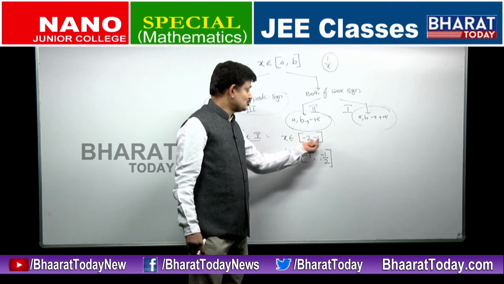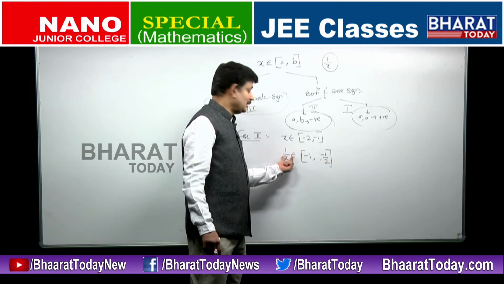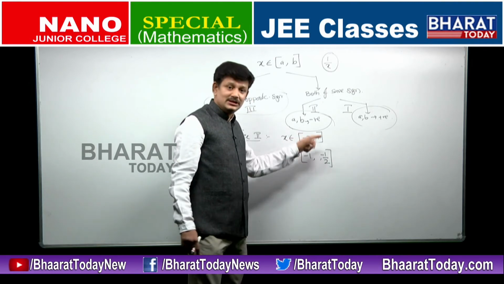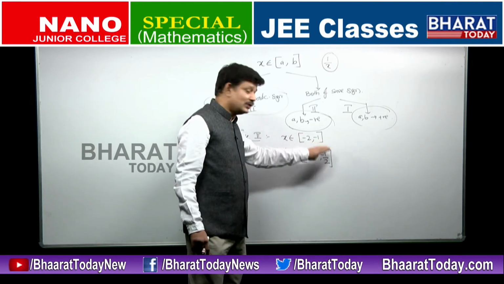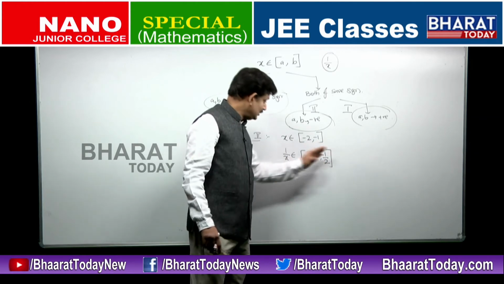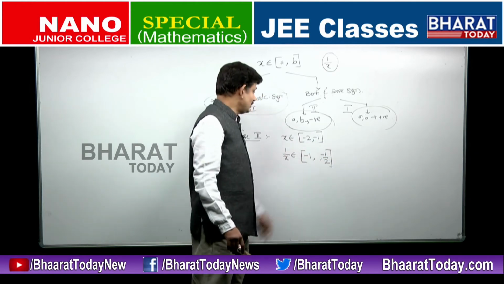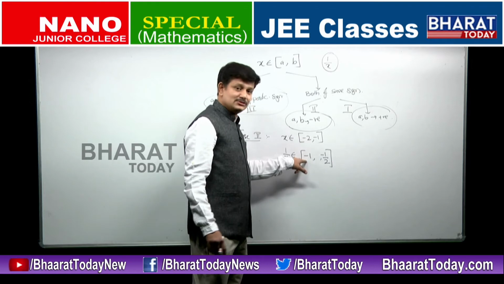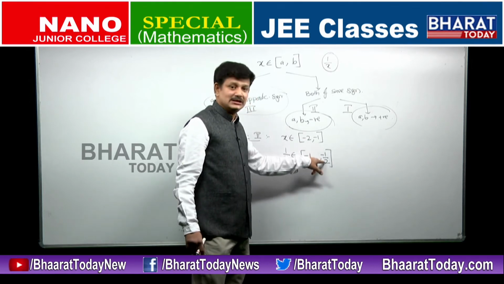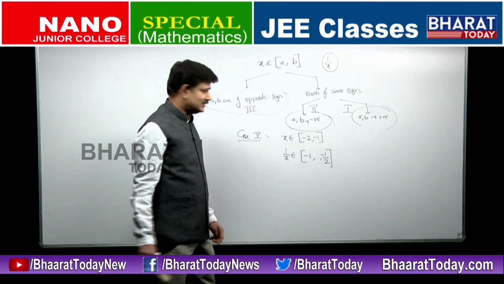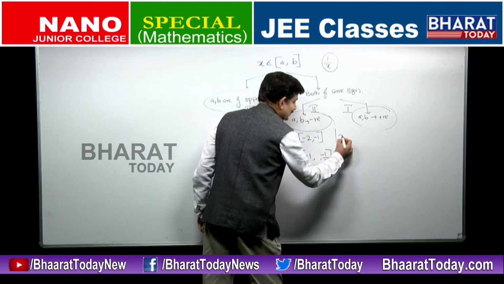x lies between minus 2 and minus 1. So 1 by x will lie between their reciprocals, but you have to write the reciprocals the other way. Left to right is now right to left. So the reciprocal of minus 1 is minus 1, the reciprocal of minus 2 is minus half. We are interchanging the positions. That's it. As simple as that. Let me try with another example.